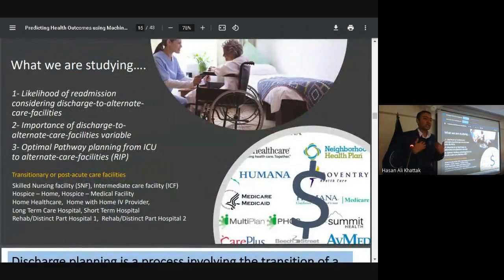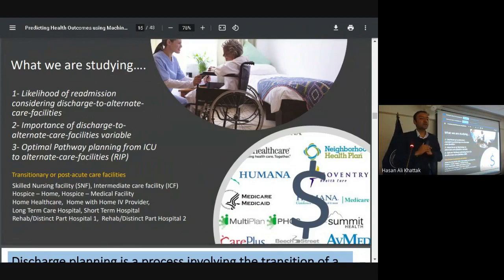Now, what we are studying, we are trying to look at one thing. There are three questions. One is the likelihood of readmission, considering discharge to alternate care facilities. In Pakistan, we have physiotherapy people, but they don't have that kind of range, whereas over there they have different transitionary cares. For example, skilled nursing facilities where nurses are available just for medication. Some facilities also have staff who take care of old people who cannot even eat or go to the bathroom. So there are different levels of transitionary and post care.